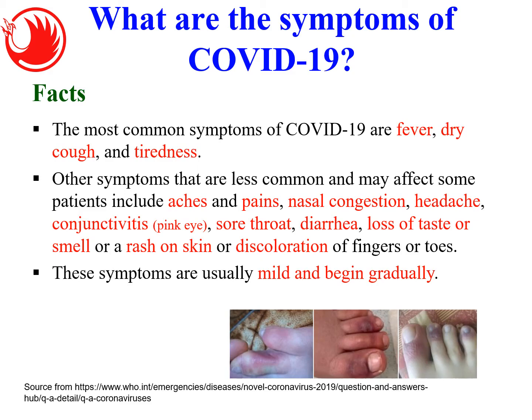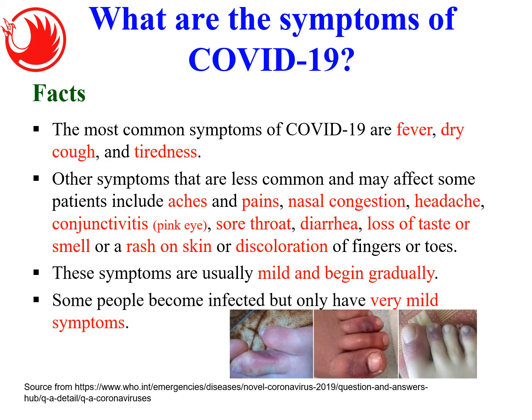Next is skin discoloration of fingers and toes. This is an interesting symptom. In case you don't know, people who are affected by COVID-19 might have discoloration of toes. I attached 3 photos here just for you to see. So you look at your toes or your hand. Those symptoms are usually mild and begin gradually. And some people become infected but only have very mild symptoms. I think that's the case.